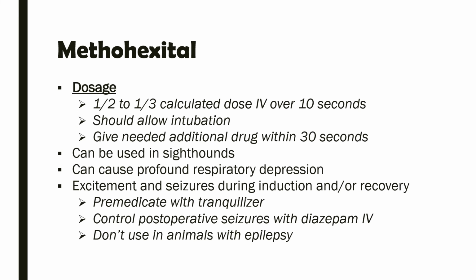This is the dosage of the methohexital. So for methohexital, it is about 1/2 to 1/3 calculated dose IV over 10 seconds. So this is a titration of the dose, and this should allow intubation. Unlike that of thiopental, methohexital can be used with sighthounds, again because it does not accumulate in muscle and fat. It can cause a profound respiratory depression, just like thiopental, excitement and seizures during induction and or recovery. So you can premedicate the animal with a tranquilizer, control post-operative seizures with diazepam IV, and don't use in animals with epilepsy.